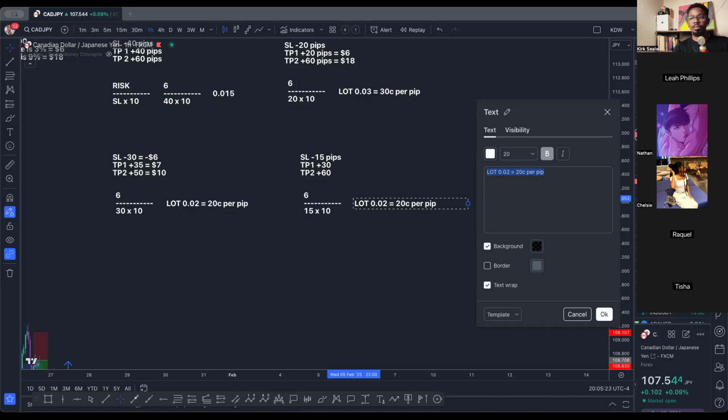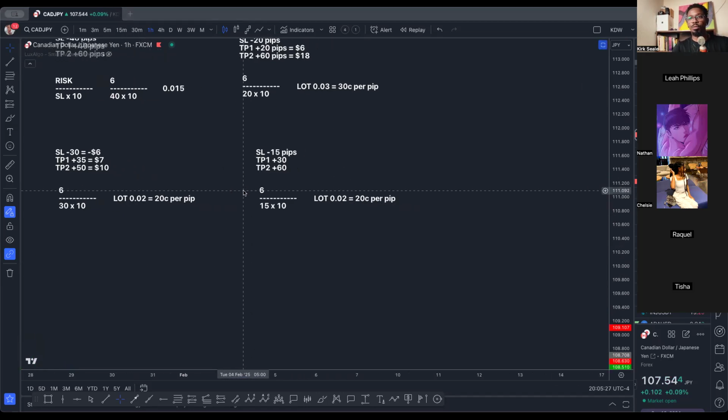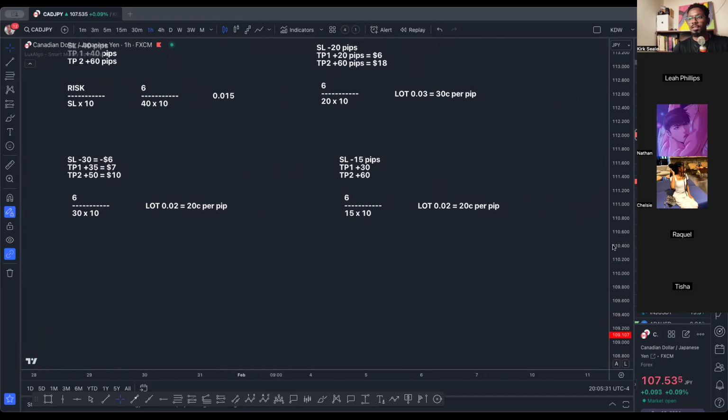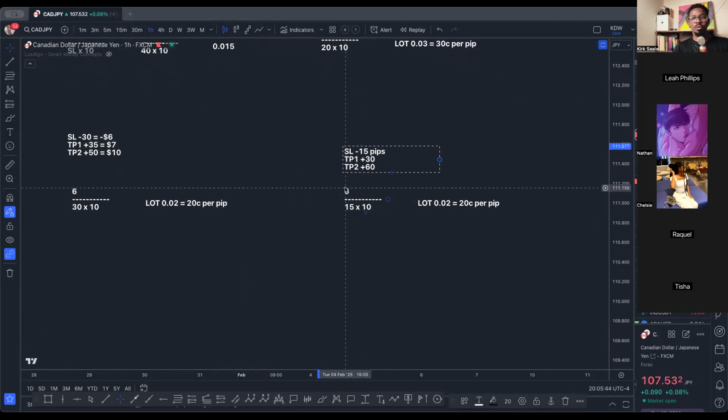Sorry, can you just repeat what you changed it to, please? Oh, sorry. So right here on the screen, I changed the stop loss. It's still 15, minus 15 pips, right? Your risk is still 6. So it will be 6 divided by 15 multiplied by 10. Let me know what the lot size is.